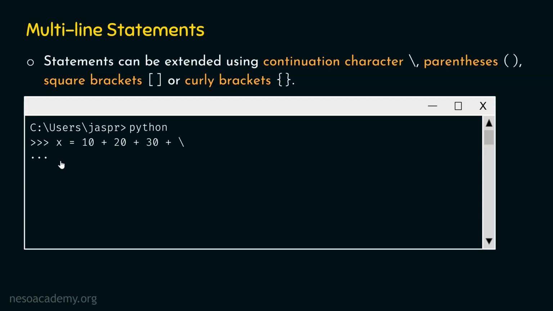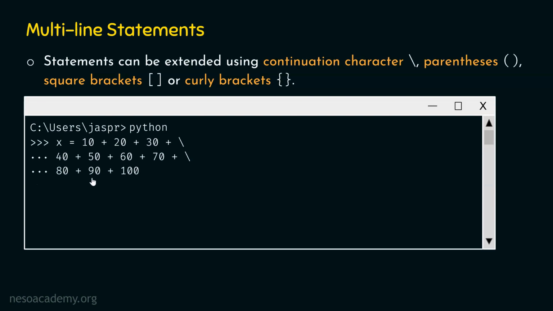Now let's type 40 plus 50 plus 60 plus 70 plus backslash. This line is part of this line. This line is not a separate command. So 40 plus 50 plus 60 plus 70 plus backslash is part of this line. Again, we have put backslash here, which indicates that we want to continue this statement. We are not done with this statement yet. So let's hit enter again. This time again, we will get 3 dots.